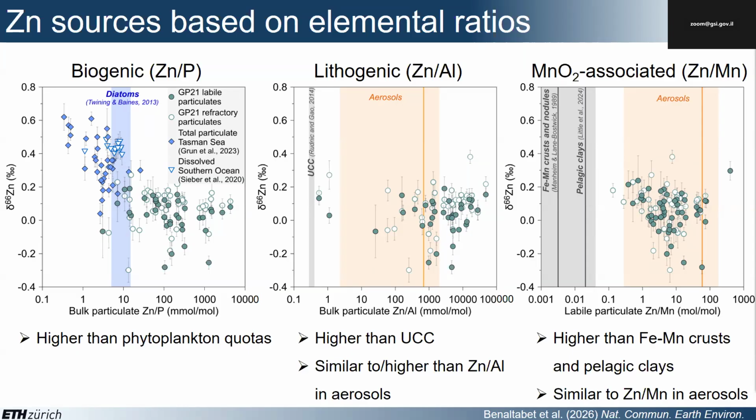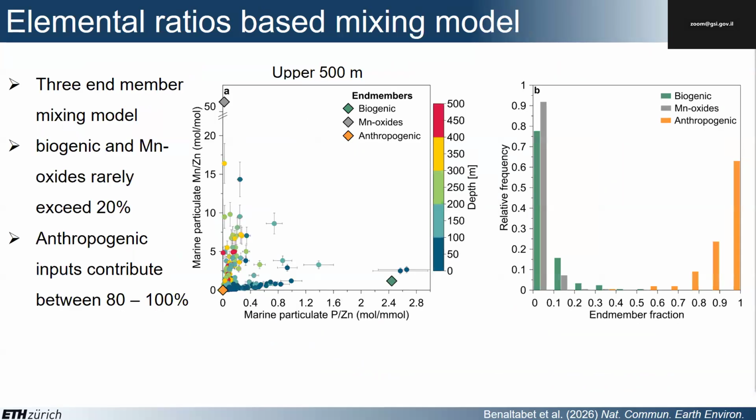And again, if we compare our samples in the South Pacific, these green circles, to what we would expect if they had been governed by scavenging onto manganese oxides, we see that marine particles are again many orders of magnitude higher. So this already tells us that probably these three natural sources don't play a role in governing elemental ratios of zinc. And in order to quantify this, we took these ratios and put them in a three end member mixing model. And this looks like this. I won't go into the details, but this three end member mixing model is also based on elemental ratios.